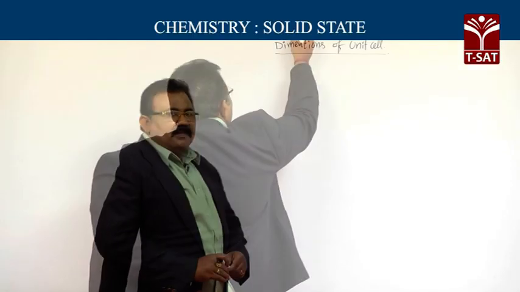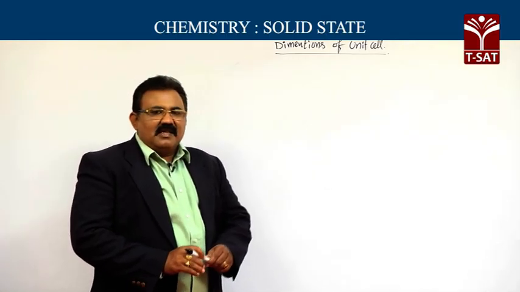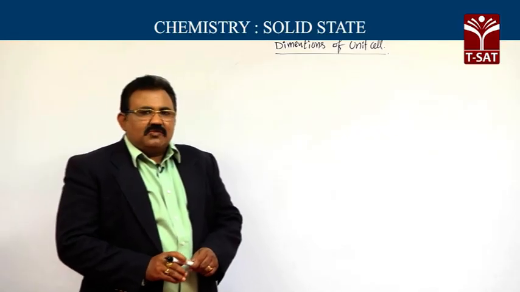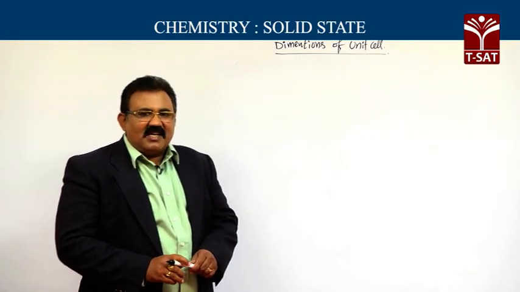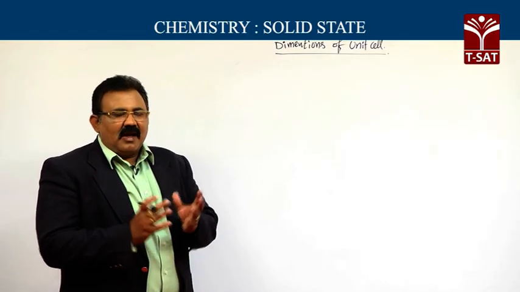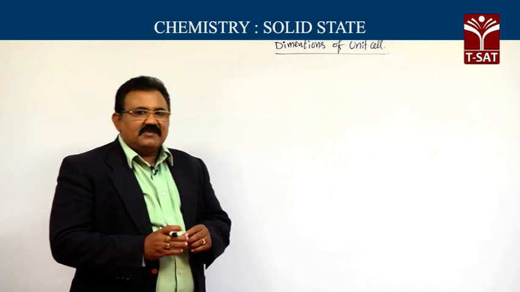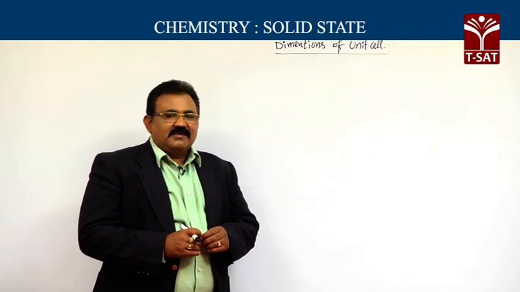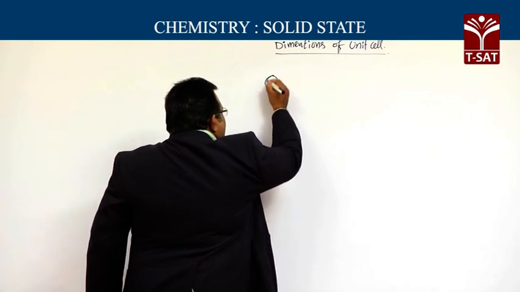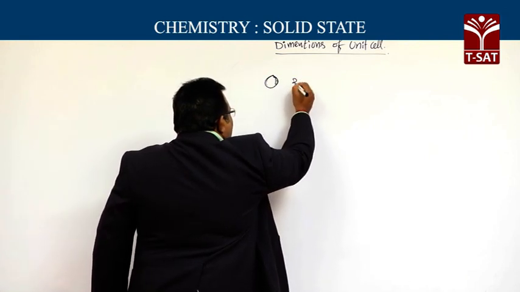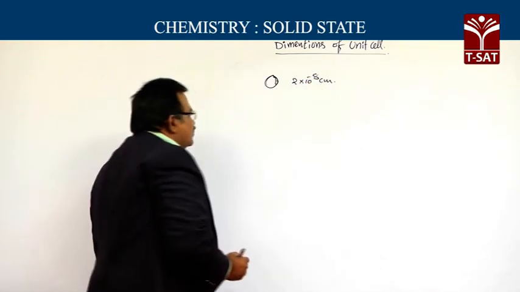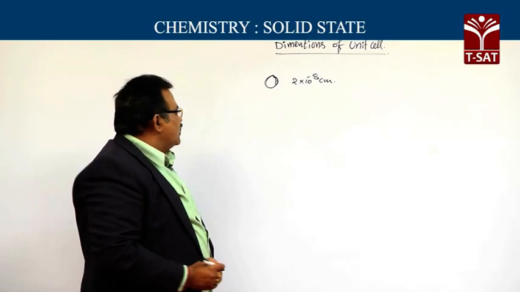Dimensions. Generally in crystals, the spheres are very closely packed. To study the crystal structure, it is not possible to observe it using visible light. Why? Because the atom's size is nearly 2 into 10 power minus 8 centimeters. In general, atomic size is like that.